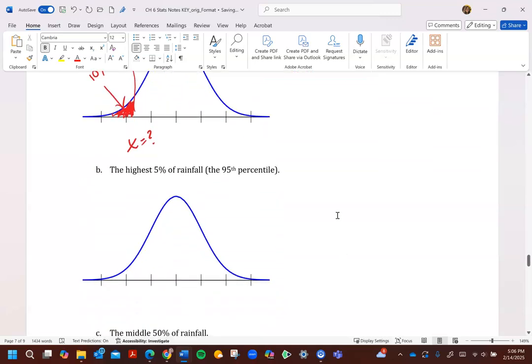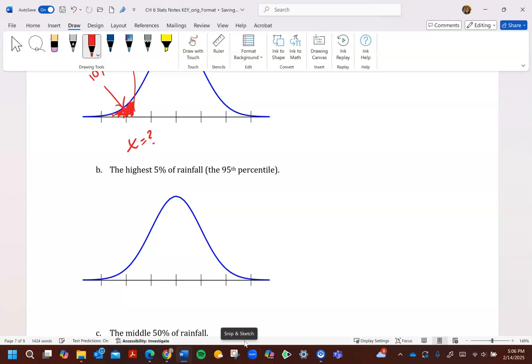Now, you could do a similar thing here for part B, the highest 5% of rainfall, or the 95th percentile. You would go ahead and just mark a random spot and use the Staplet software, but you're going to pick the right tail, the right side. So go ahead and pause the video and try to do that on your own, and then check back.